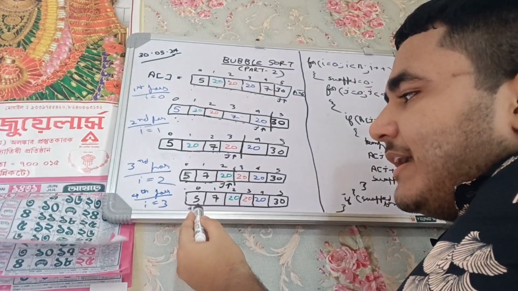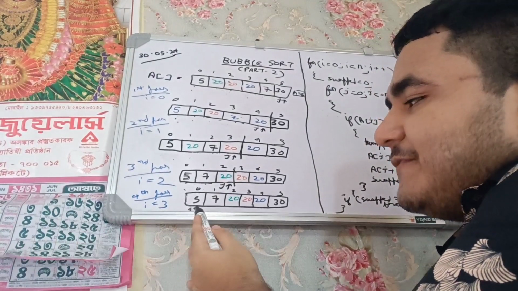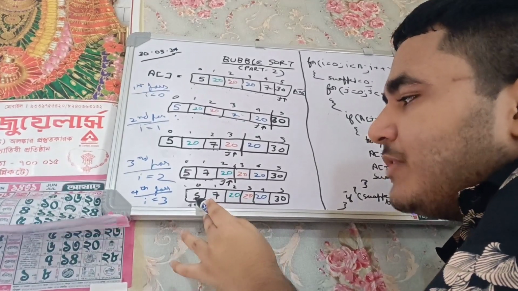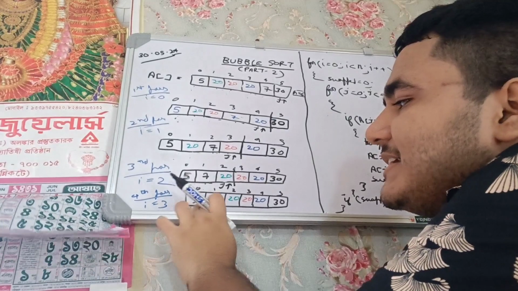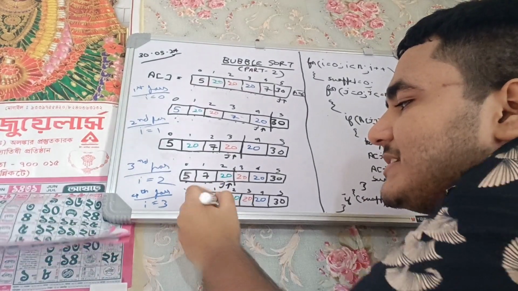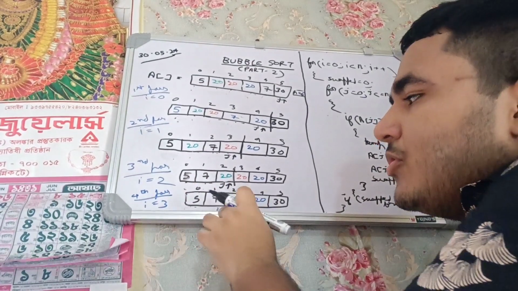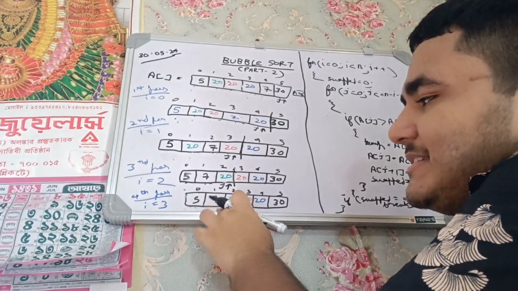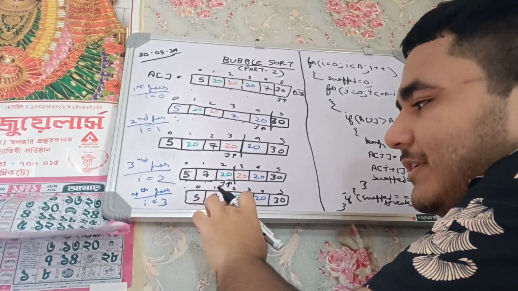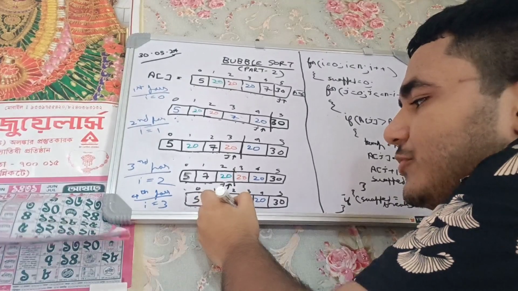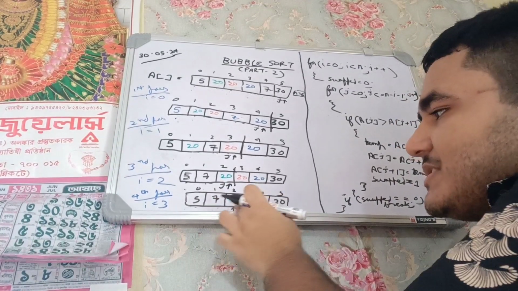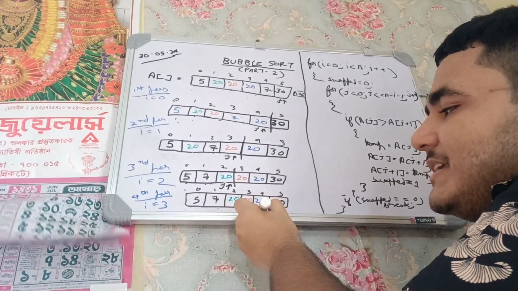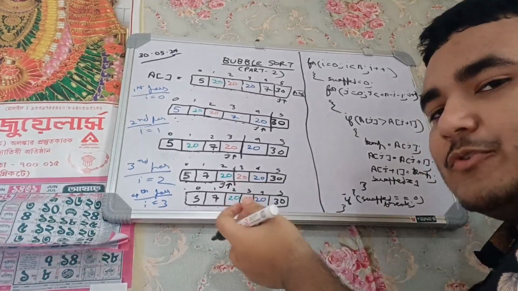See, if I check 5, is 5 greater than 7? No. Is 5 placed at its correct position? Yes. Therefore, J moves to the next index. Is 7 greater than 20? No. And is 7 placed at its correct position? Yes. Therefore, J moves to the next index. Same, 20 is never greater than 20. So, J will gradually move to this index. And finally, of course, this is sorted.